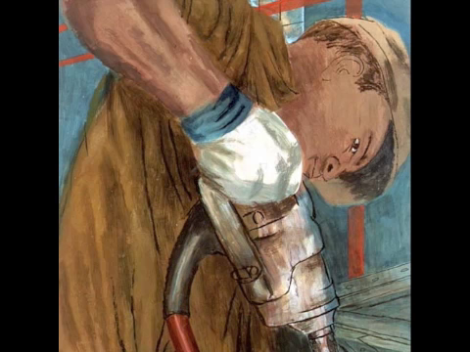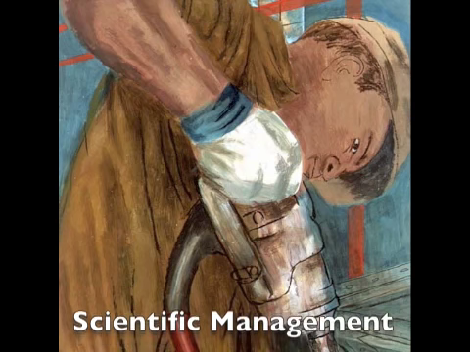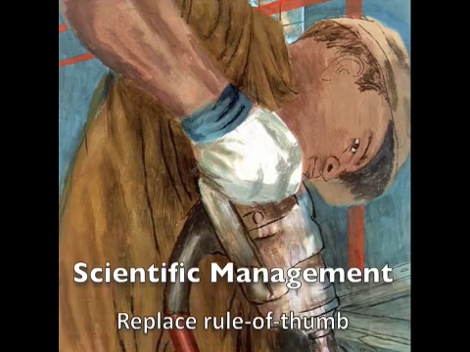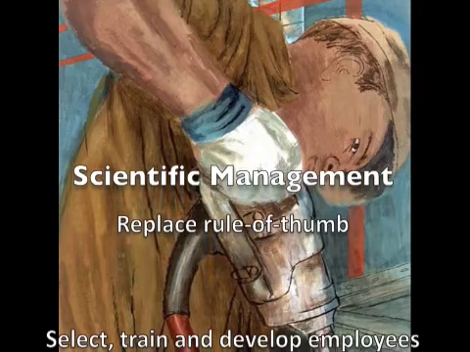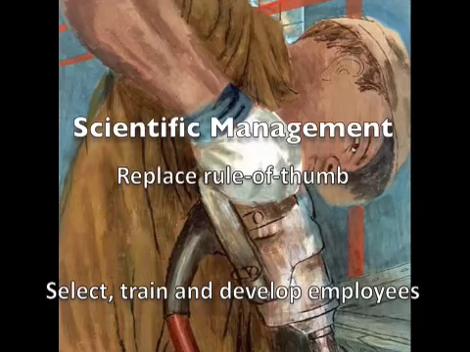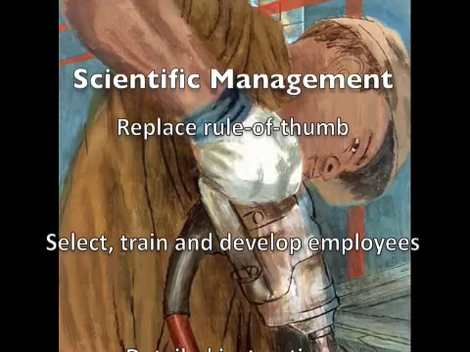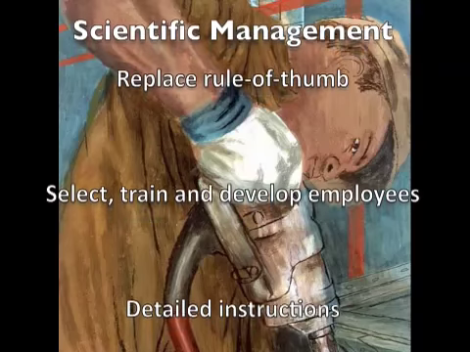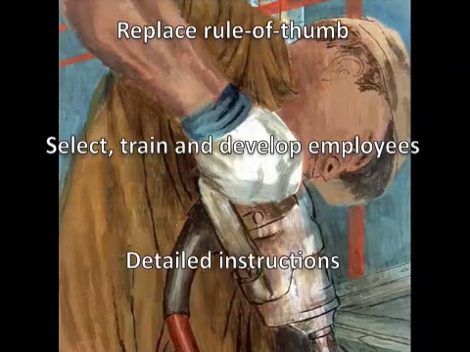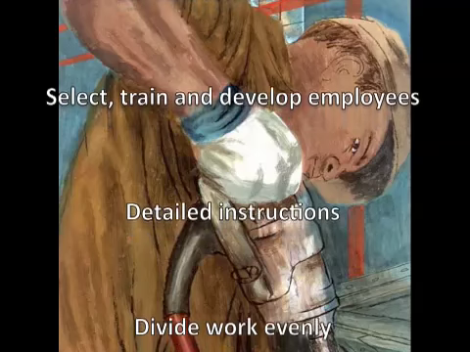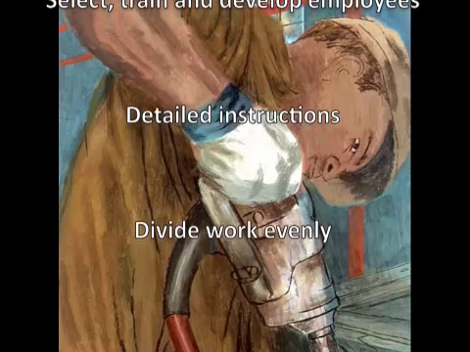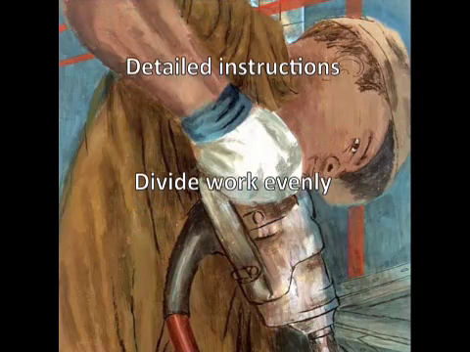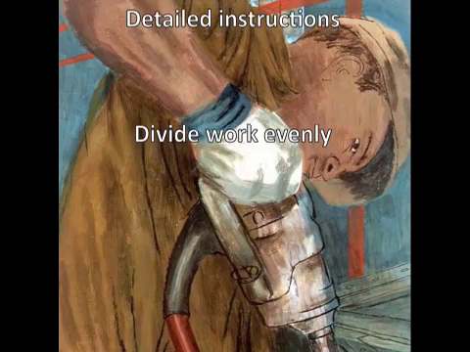Taylor's approach of scientific management consisted of 4 principles. Replace rule-of-thumb work methods with methods based on a scientific study of the tasks. Scientifically select, train, and develop each employee rather than passively leaving them to train themselves. Provide detailed instructions and supervision of each worker in the performance of that worker's discrete task. And divide work nearly equally between managers and workers, so that the managers apply scientific management principles to planning the work and the workers actually perform the tasks.